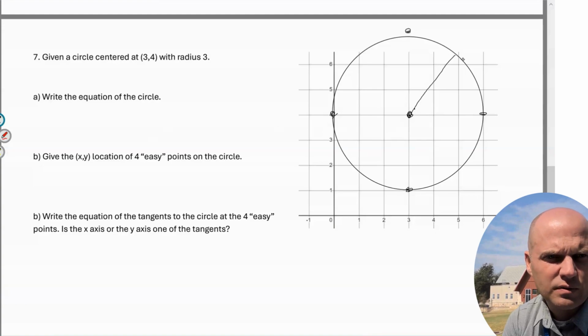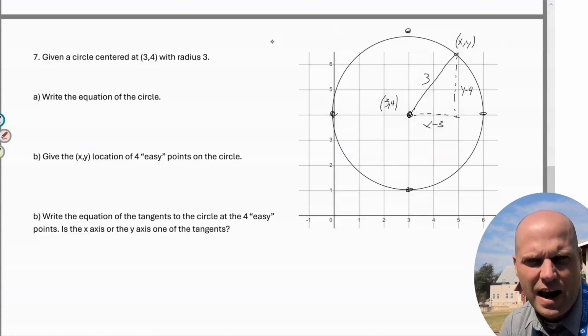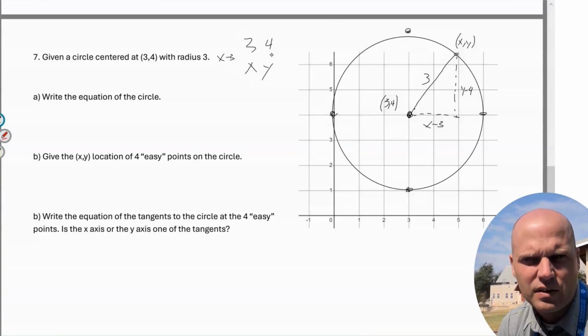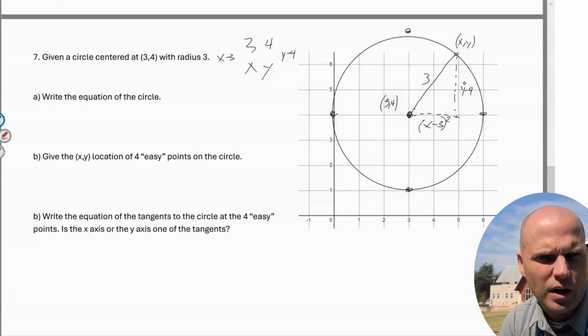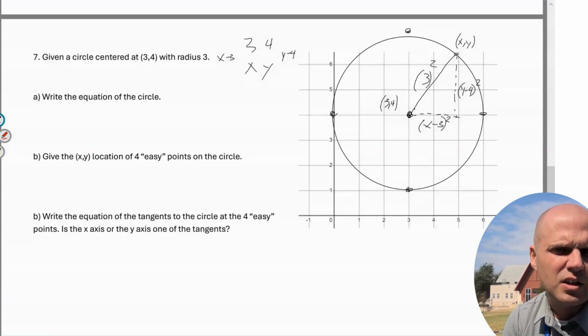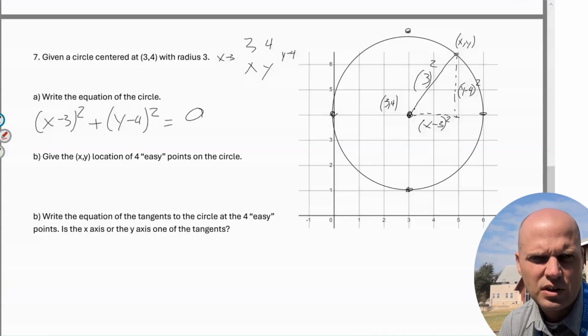The equation of the circle: we have this x, y, we have this point 3, 4, and we have this radius 3. This length would be x minus 3. This length would be y minus 4. We understand that 3, 4, x, y. You would subtract the two numbers to find the rise and the run, these lengths, and we use the Pythagorean theorem, a squared plus b squared equals c squared. So x minus 3 squared plus y minus 4 squared equals c squared.